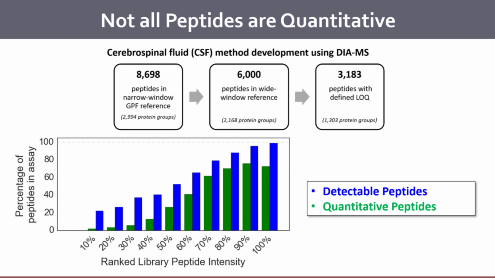Brian did talk a little bit about this narrow window DIA measurement. We're very interested in making measurements in cerebrospinal fluid. If you look in cerebrospinal fluid in the narrow windows, there are about 8,600 peptides that we can detect, which map into about 3,000 protein groups. When you try to transfer those over to the wide window data, there are 6,000 peptides in the wide window reference. I've asked Lindsay like 5 times a day if it's exactly 6,000, and her experiments did show exactly 6,000, which reflect about 2,100 different protein groups. But if you then think about what fraction of those you can actually quantify, it's about half, which is about 1,300 different protein groups.